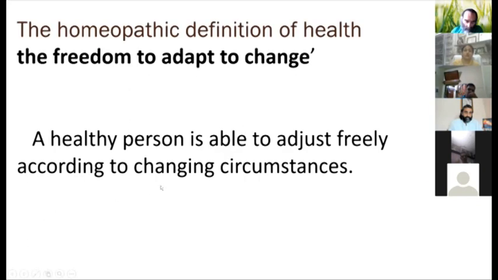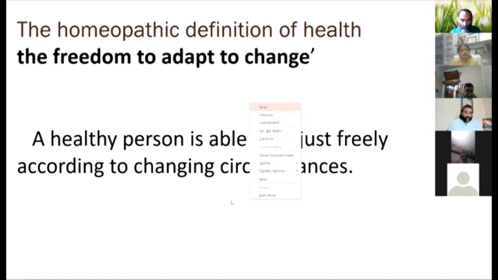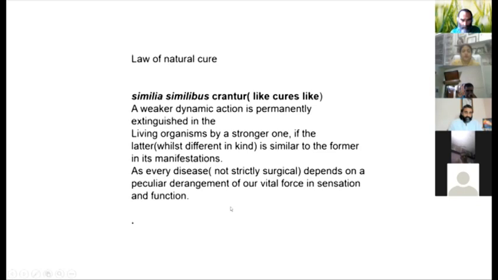A homeopathic definition of health is the freedom to adapt to change. A healthy person is able to adjust freely according to changing circumstances. So this is the law of natural cure. We believe in similia similibus curantur. A weaker dynamic action is permanently extinguished in the living organism by a stronger one if the latter is similar to the former in its manifestation, as every disease, not strictly surgical, depends on a peculiar derangement of our vital force in sensation and function.